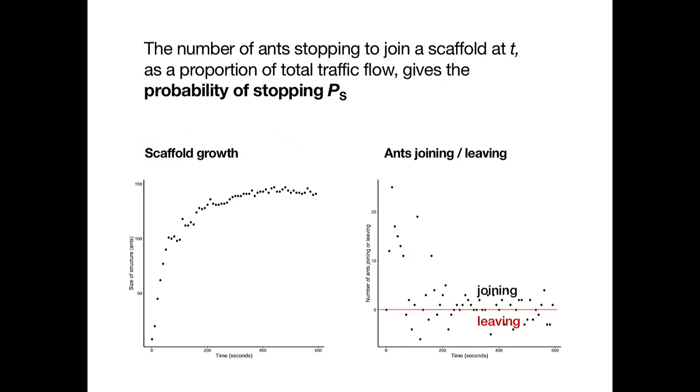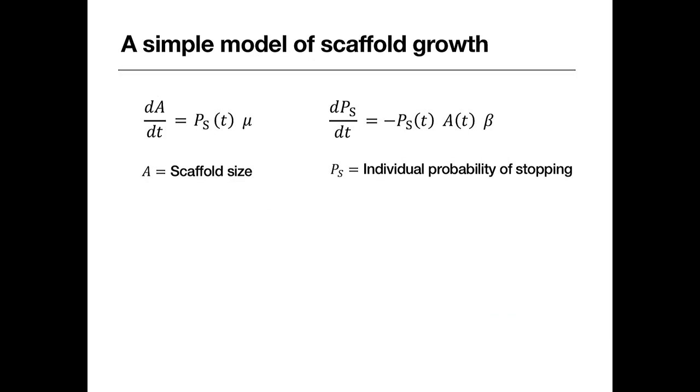And so in order to get that probability of slipping, it's actually quite easy because all we need to do, if we have this growth curve, we know how many ants are joining and leaving the structure at any given time. And so if we just take that number of ants joining as a proportion of the traffic, that gives us this probability of stopping, PS.